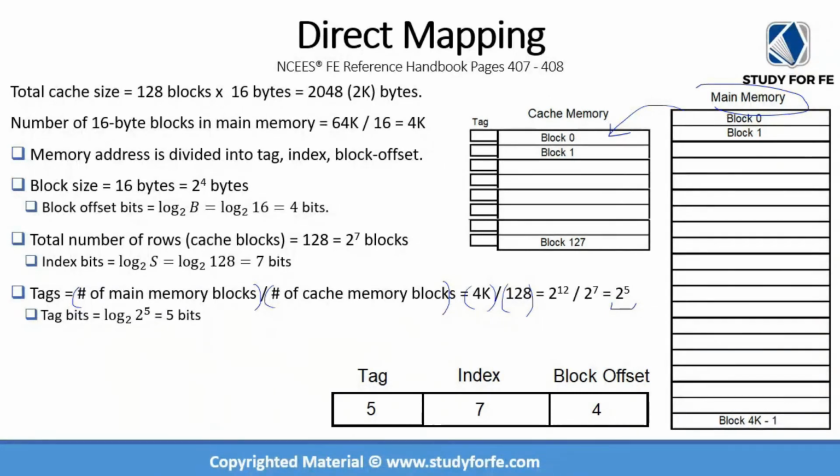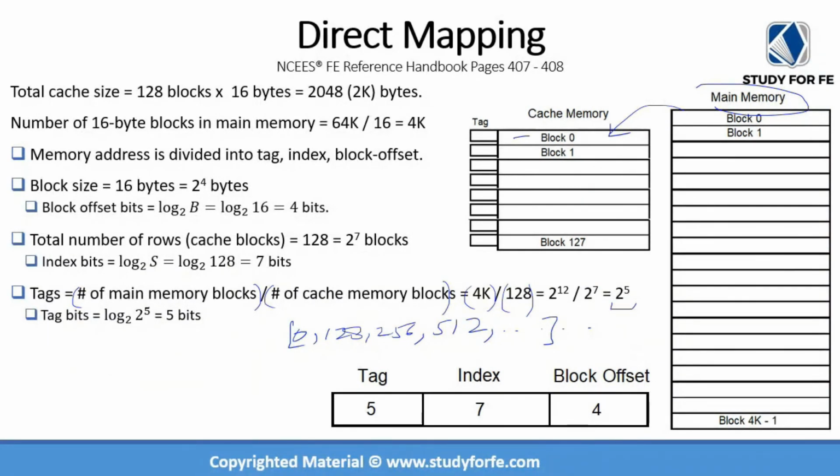Okay, so you saw that 0 could be mapped to block 0, because 0 mod 128 was 0. 128 could be mapped to block 0 because 128 gets divided by 128 completely with a remainder of 0. 256 could be, 512 could be. So in total there are 32 such memory blocks in the main memory that can end up in one location.